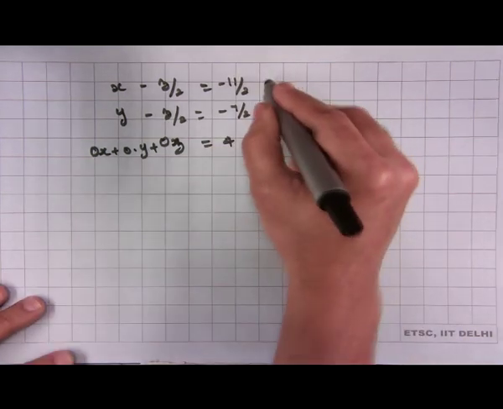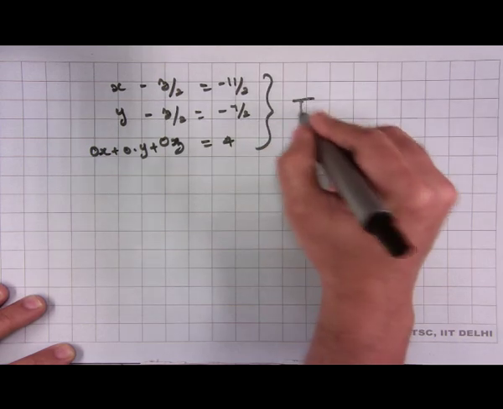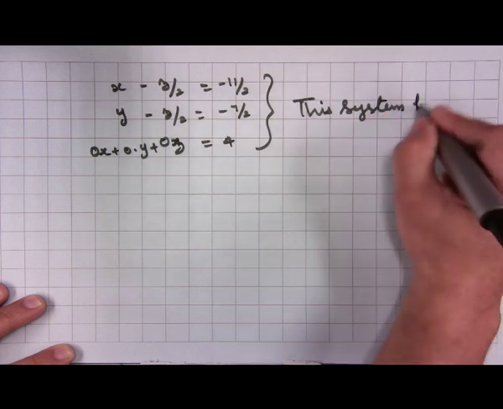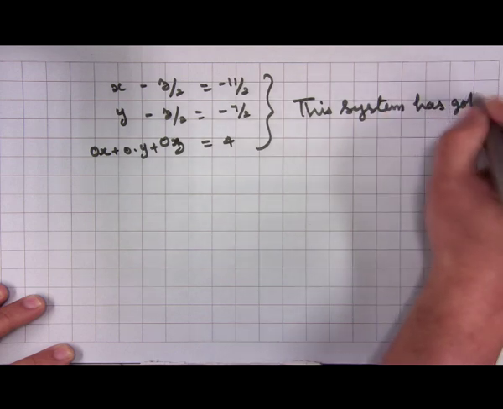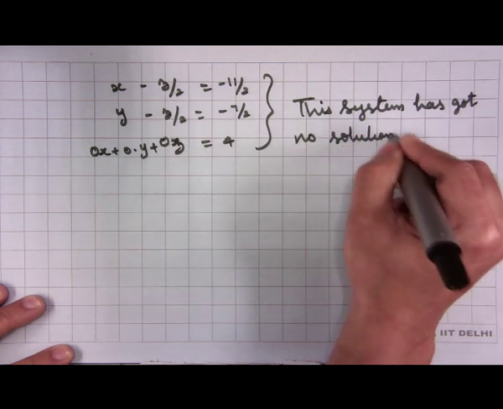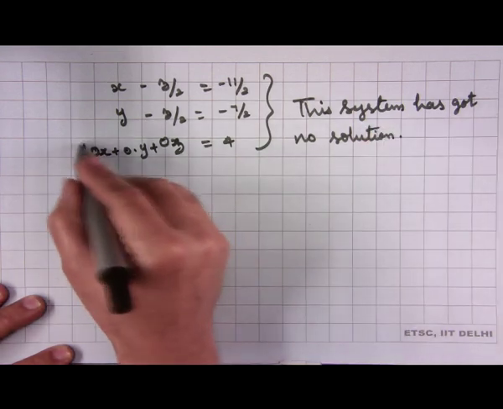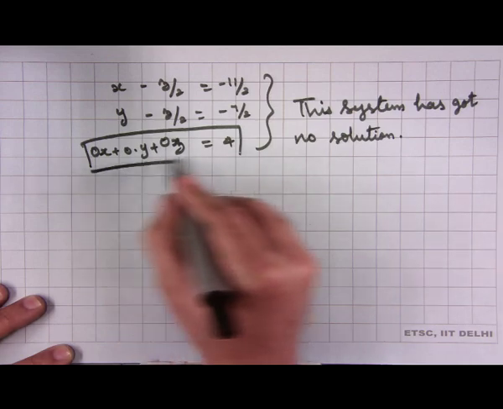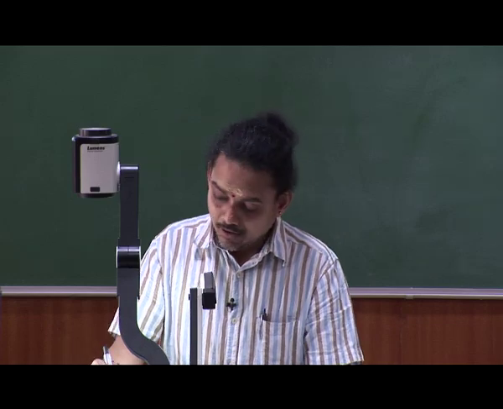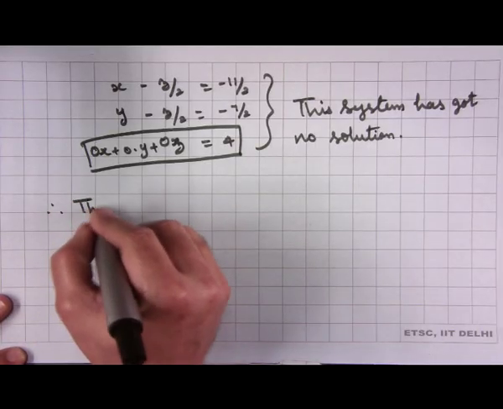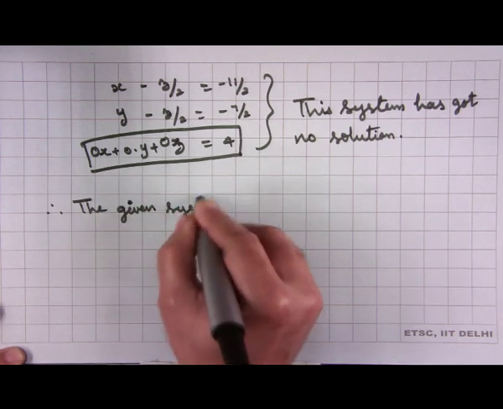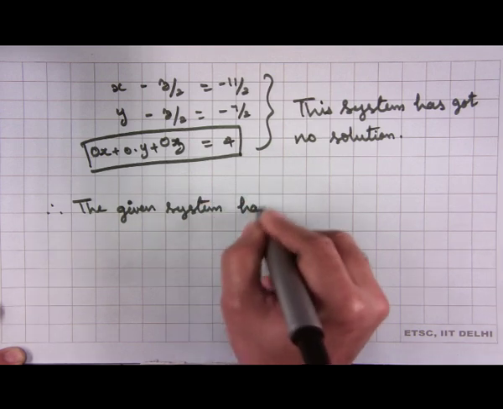So, this system has got no solution, right, because this last one does not make sense. What it says is that 0 equal to 4. Therefore, the given system has no solution.